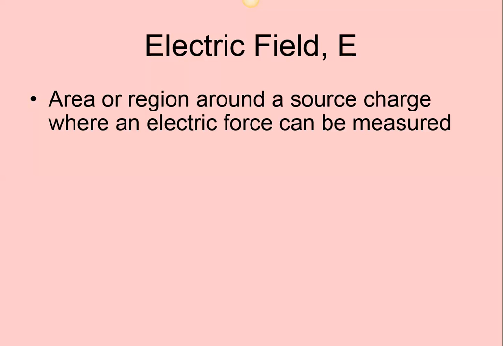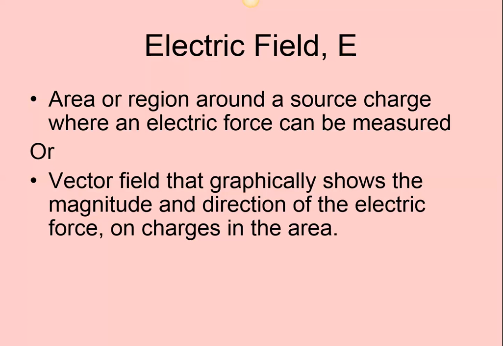So the electric field is represented by a capital E. And that's just an area or a region around a source charge where an electric force can be measured. Another way of putting this is that it's a vector field that graphically shows the magnitude and direction of the electric force on charges in an area around that source charge. And you can pause here for a moment if you want to write some of these down, but you should already have this in your notes.